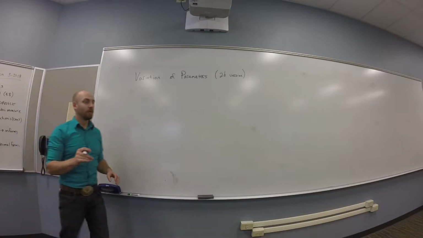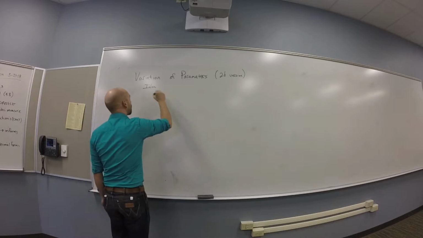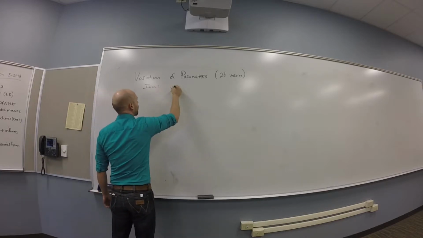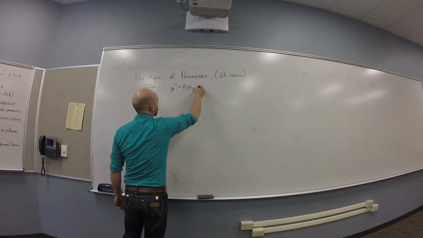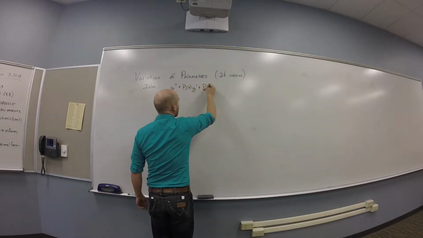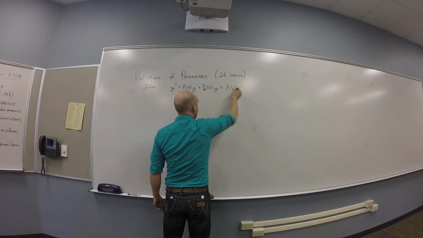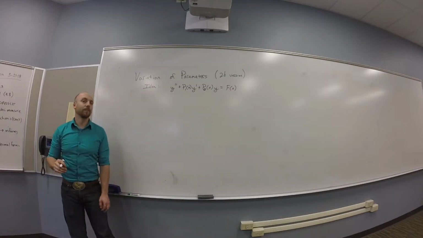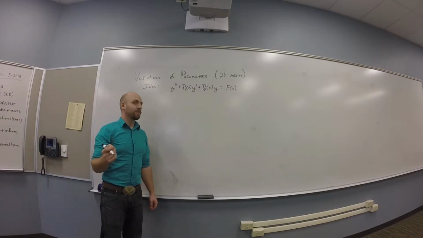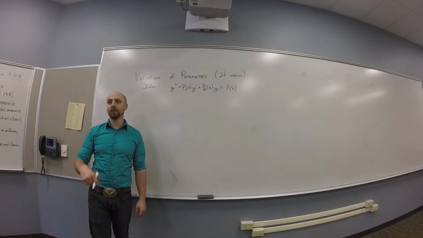So the idea of this is I have some equation like y double prime plus p1 of x y prime plus p0 of x y equals some f of x. If I knew one of the solutions, I could use reduction of order to find the general solution.